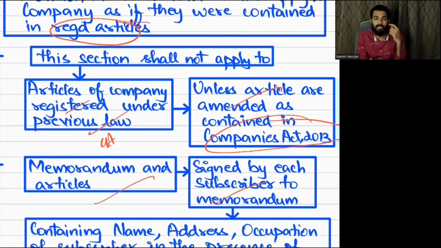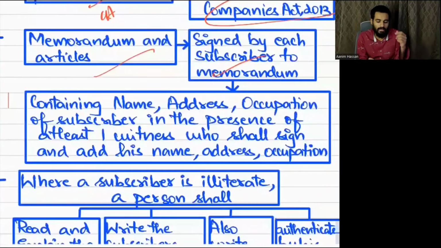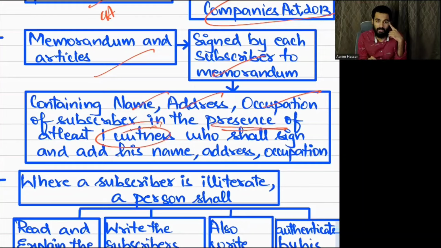Memorandum and articles, who will sign it? Each subscriber will sign it. And the subscriber will contain what? His name, his address, and his occupation. And a witness will be there. While the subscriber is signing, at least one witness will be present, and he will sign, and he will also add his name, address, and occupation.